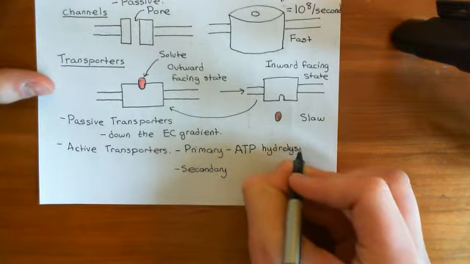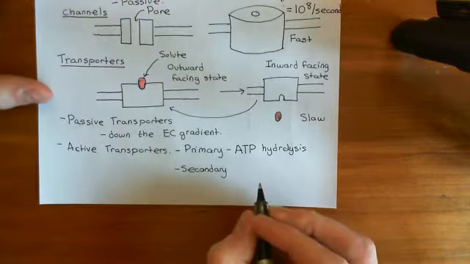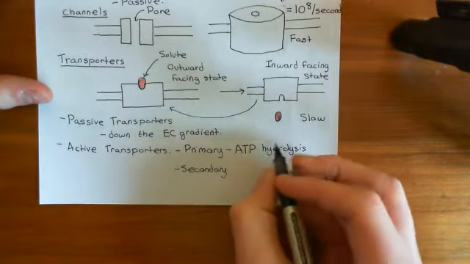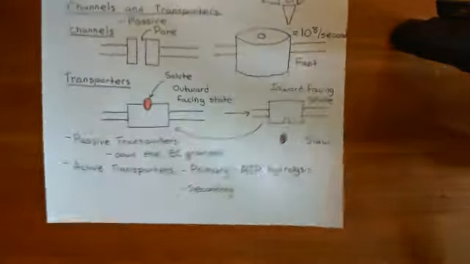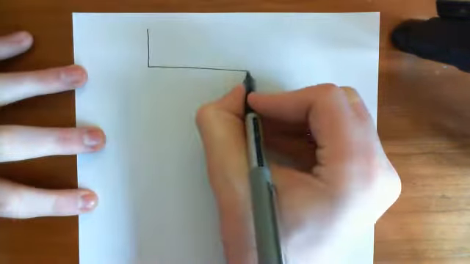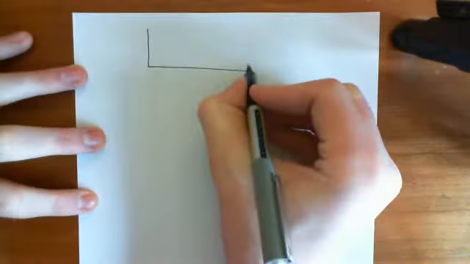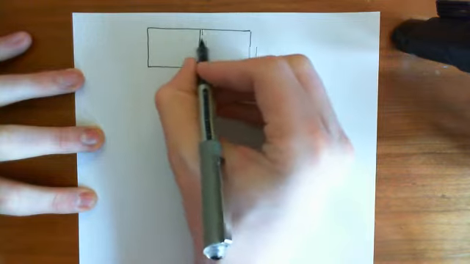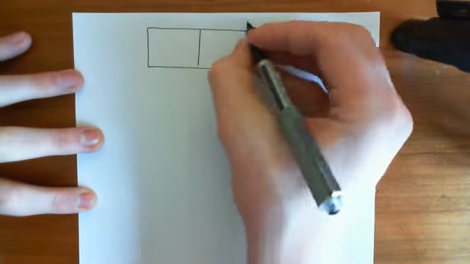Okay, so let me draw a little picture for this. Basically, we need some more paper, so I'll get some more paper. Right, so let's say we have these two compartments here. And we're going to move a solute molecule up its electrochemical potential.